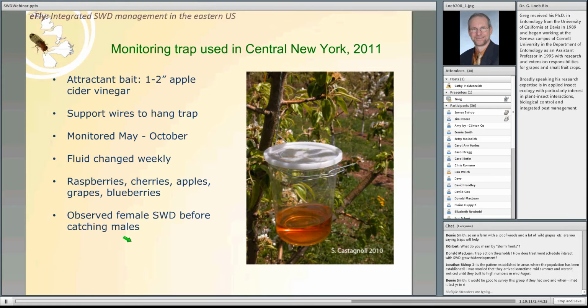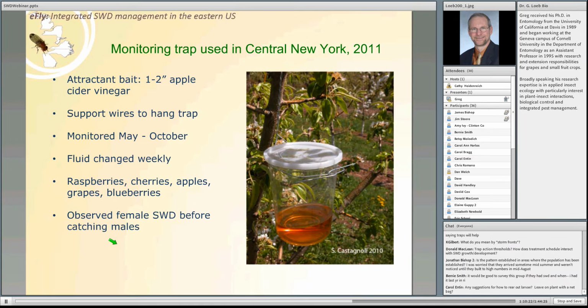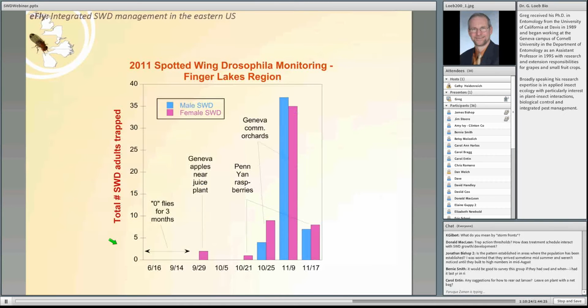And I had an intern working on this project, bless her heart, and she changed these traps every week through the whole season. Never found one spotted-winged Drosophila. Pretty discouraging. A couple weeks after she went back to college, we started finding them, particularly close by raspberry, but also in some other areas. So end of September and into October, November, then we stopped trapping.